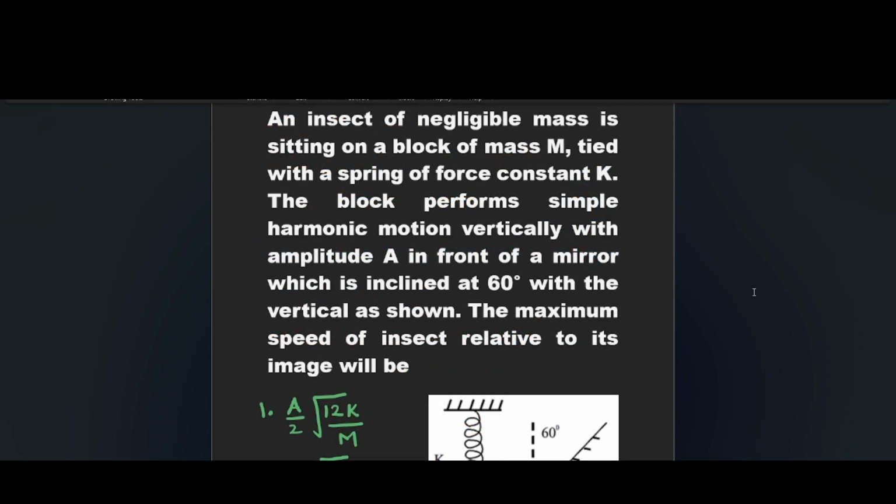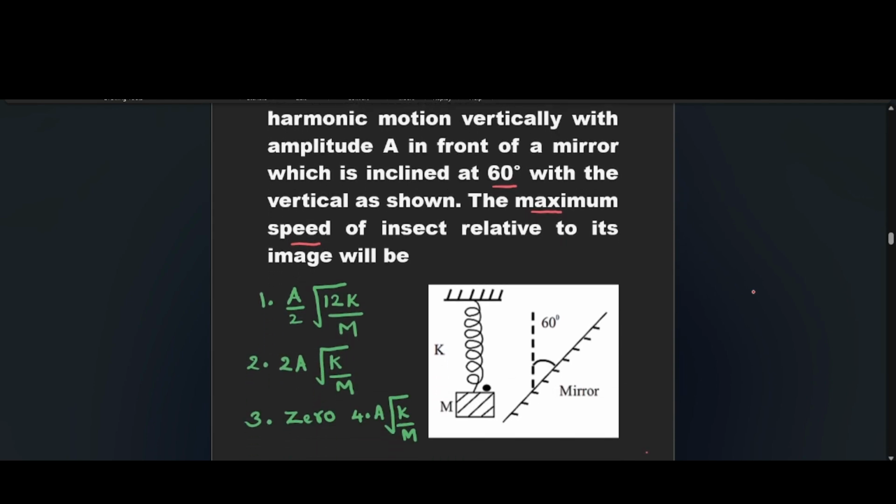Another important problem: an insect of negligible mass is sitting on a block of mass capital M tied with a spring of force constant K. The block performs simple harmonic motion vertically with amplitude A in front of a mirror which is inclined at 60 degrees with the vertical, as given in the figure. The maximum speed of the insect relative to its image is? See the diagram: a spring and the attached mass capital M, and this is the insect.